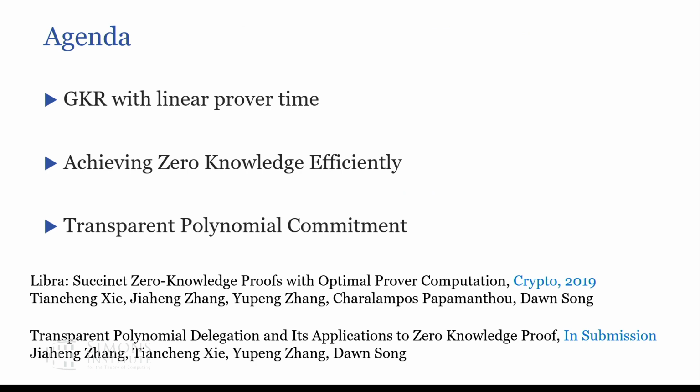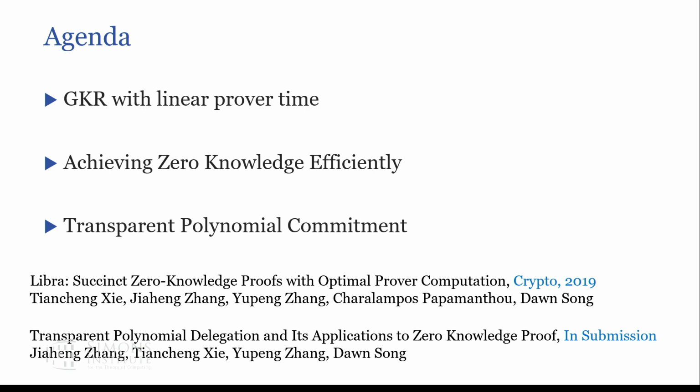So in this talk, I'm going to talk about 3 improvements in 2 of our recent papers. The first one is to reduce the prover time in GKR to linear for arbitrary circuits, which is optimal. The second one is to achieve zero knowledge and turn it into an argument system and achieve zero knowledge efficiently. And the last one is a construction for transparent polynomial commitment, meaning that it's not based on bilinear pairing, there's no trusted setup in this polynomial commitment scheme.